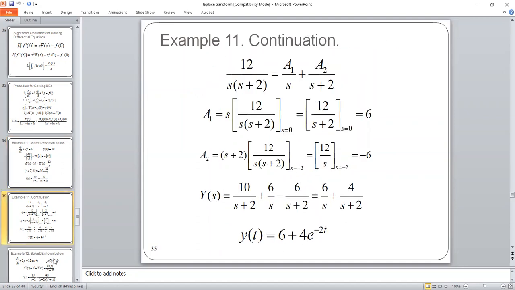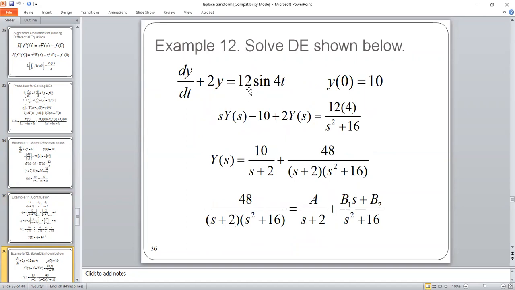Now let's say we have the same left side, but we change the right side to the sine. The Laplace transform of the sine is omega over s squared plus omega squared, where omega is the constant that appears in the argument of your sine. So you have 4, so this is 16. This one is the same as the one that we have in example 11. So this one will still be sY(s) minus 10 plus 2Y(s). We isolate the Y(s) here, so we need to divide this entire expression by s plus 2.